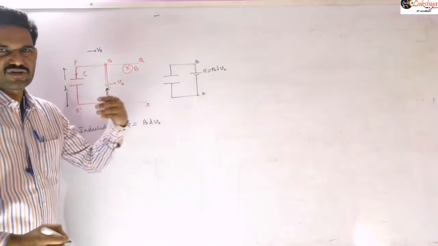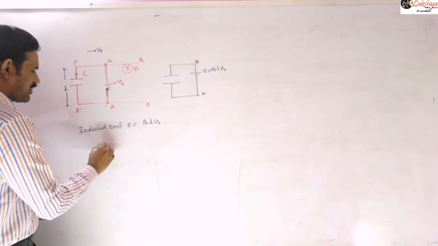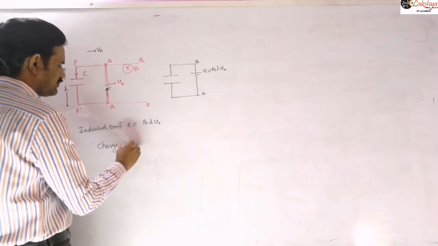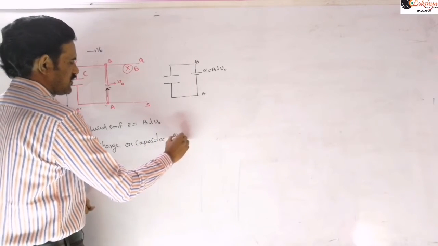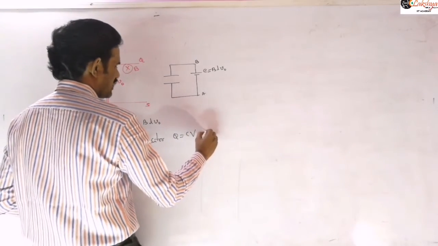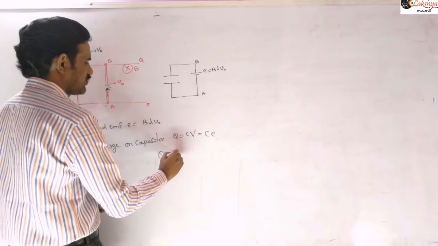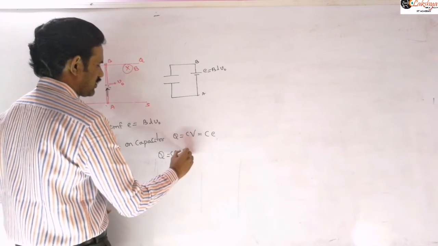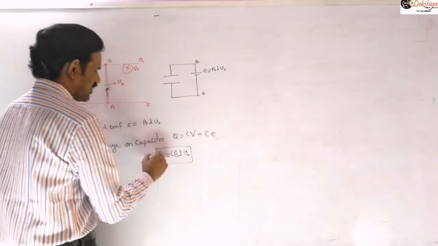You may apply Kirchhoff's law, or you can write directly because it is a simple circuit. The charge on the capacitor Q is equal to C into V, where V means the potential difference, which is E. So Q is equal to C into BL V naught. This is our charge expression, the charge on this capacitor at any instant.